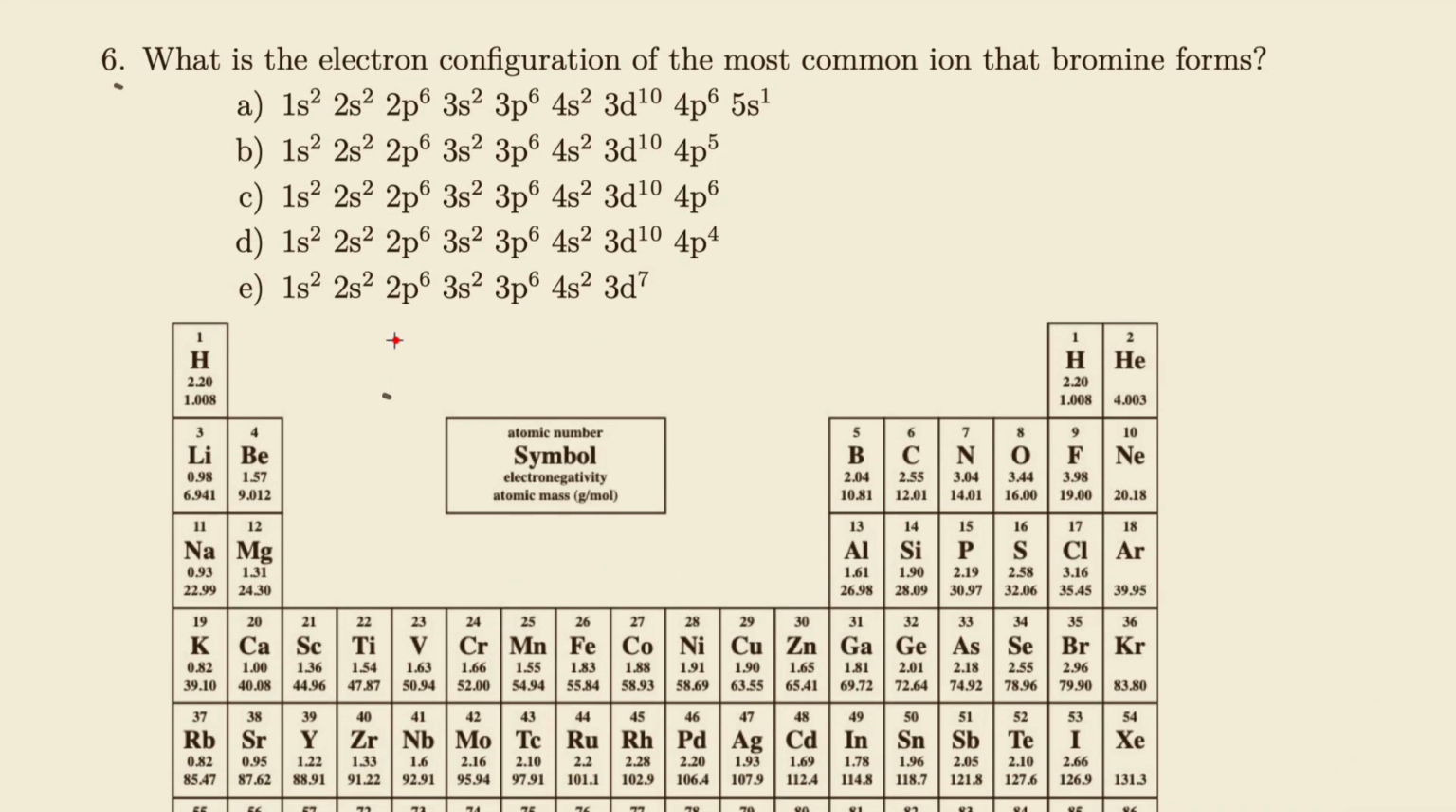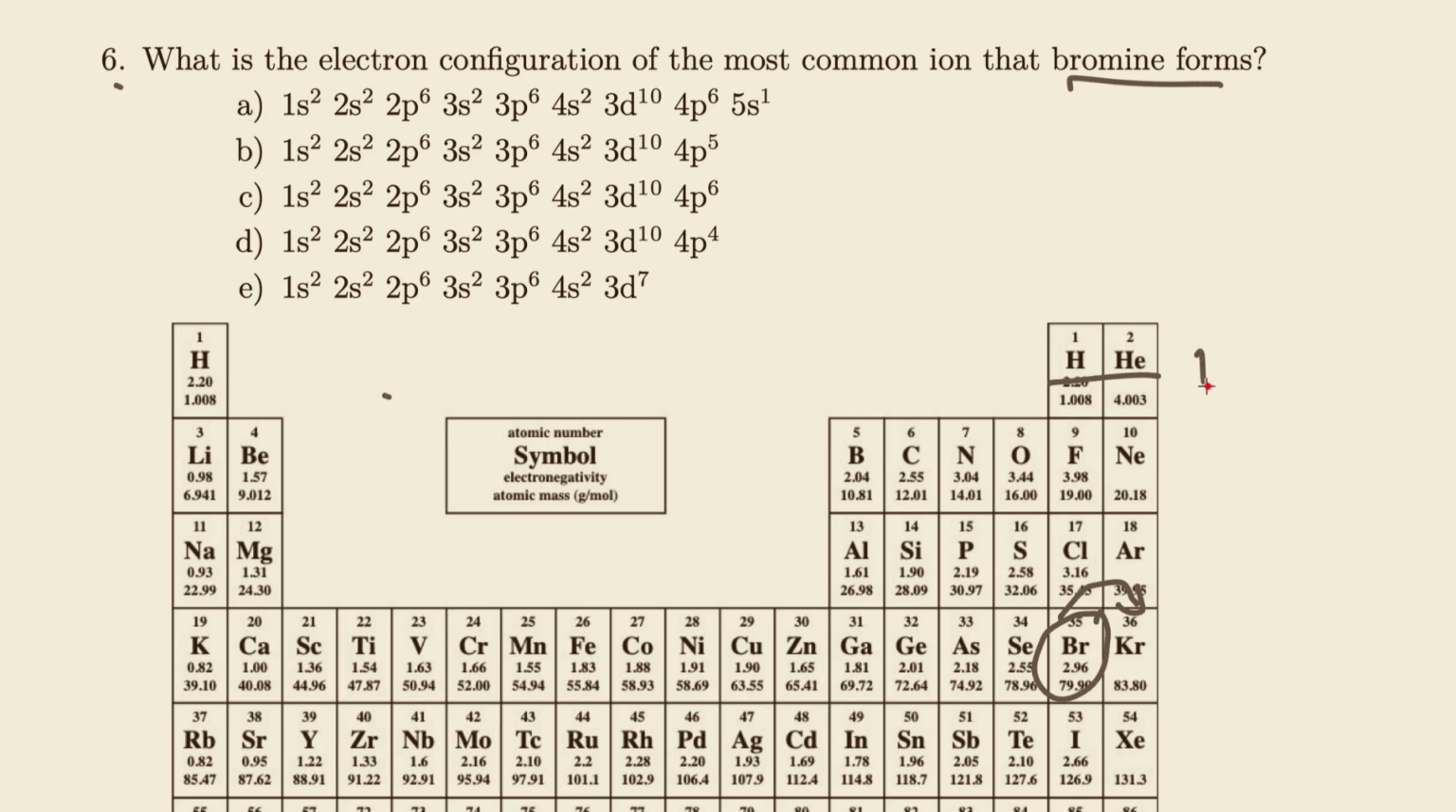What is the electron configuration of the most common ion that bromine forms? Bromine is Br, it's right here. Now remember, if the halogens gain 1 electron, they get noble gas configuration. And so it'll get the noble gas configuration of krypton.